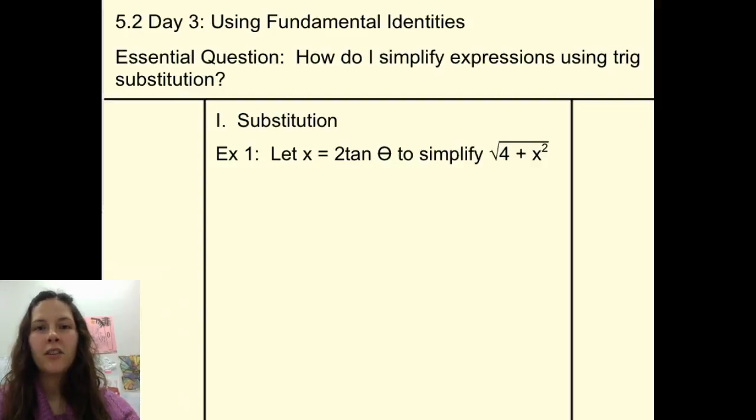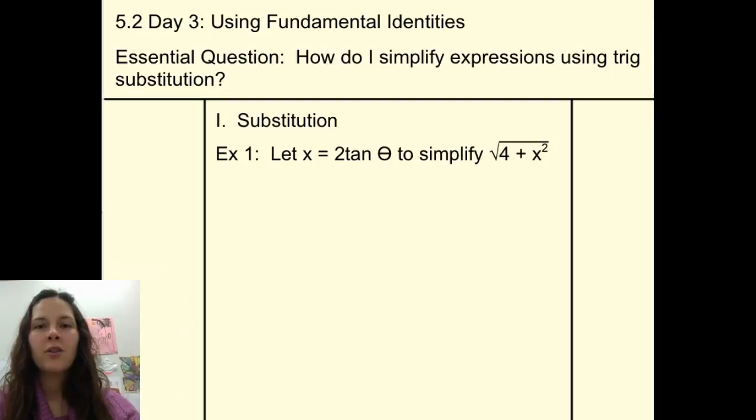Now that we're comfortable verifying trig identities and simplifying trig expressions, we're going to learn one more new thing with our identities, and that is trig substitution. So if you take a look at the first example, we're given a value for x that we are going to substitute under the radical and then simplify.